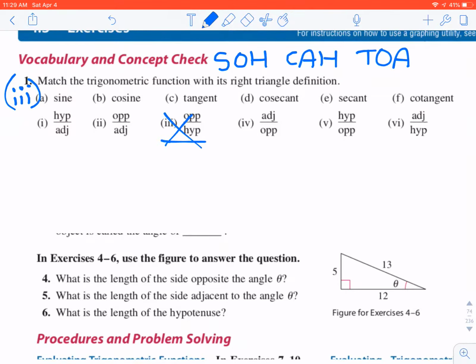Letter B, cosine, goes with CAH. So adjacent over hypotenuse, which is right here, number 6. So that's what our letter B is matching with. Letter C is tangent. Tangent is TOA, so opposite over adjacent, which is number 2.